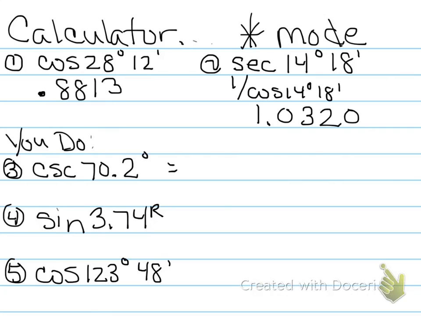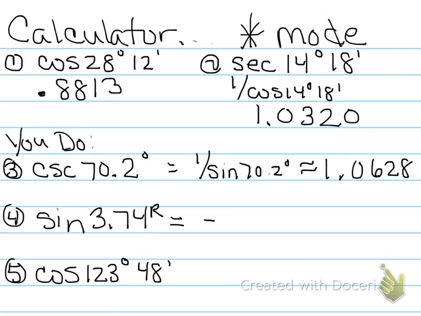Alright, here we go. Number 3. That's 1 over the sine of 70.2 degrees, or approximately 1.0628 as a decimal. Don't forget the mode for number 4. Negative 0.5633. You better be in radians. And then you gotta switch it back to degrees for number 5. And the cosine of 123 degrees, 48 minutes.